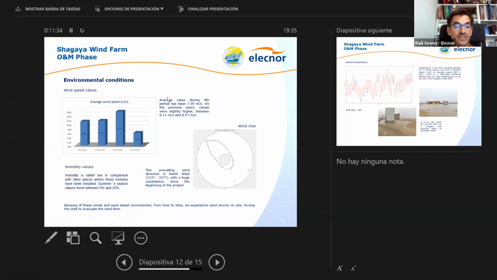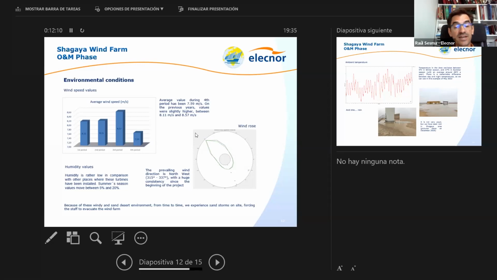And talking about the environmental conditions in Shagaya, as we can see here, regarding the average wind speed, it's a good area. But what is more important, and this is quite good in this area, is that the prevailing wind direction is really consistent during the years. And you can see it's pointing very much at this point. So it's helping the design of the wind farm, together with the flatness of the area.